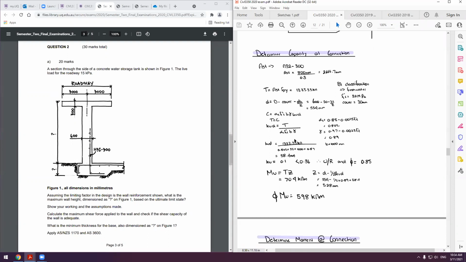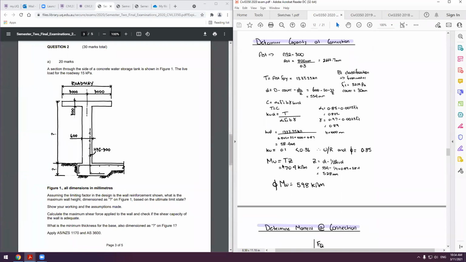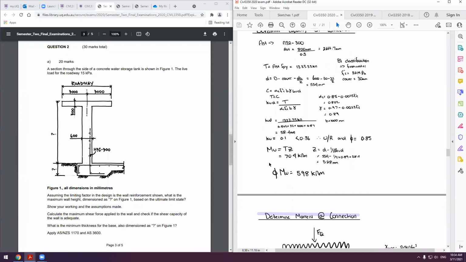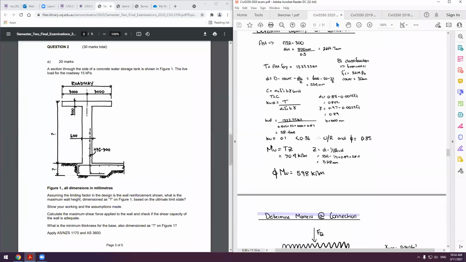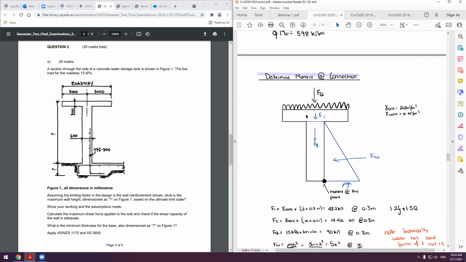And then you can calculate your maximum moment, because that part of the question is pretty easy. You should be able to do it without much thought. It's pretty simple moment design.